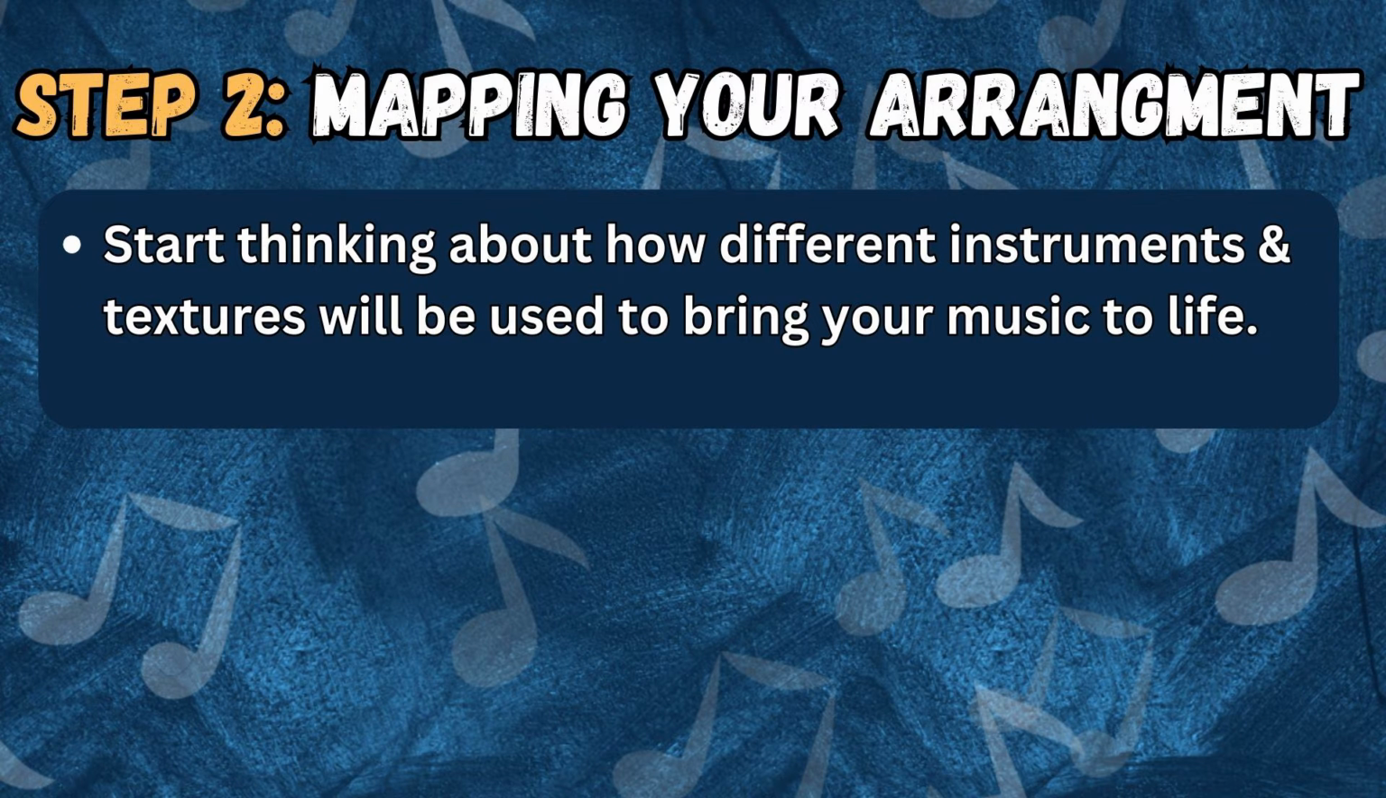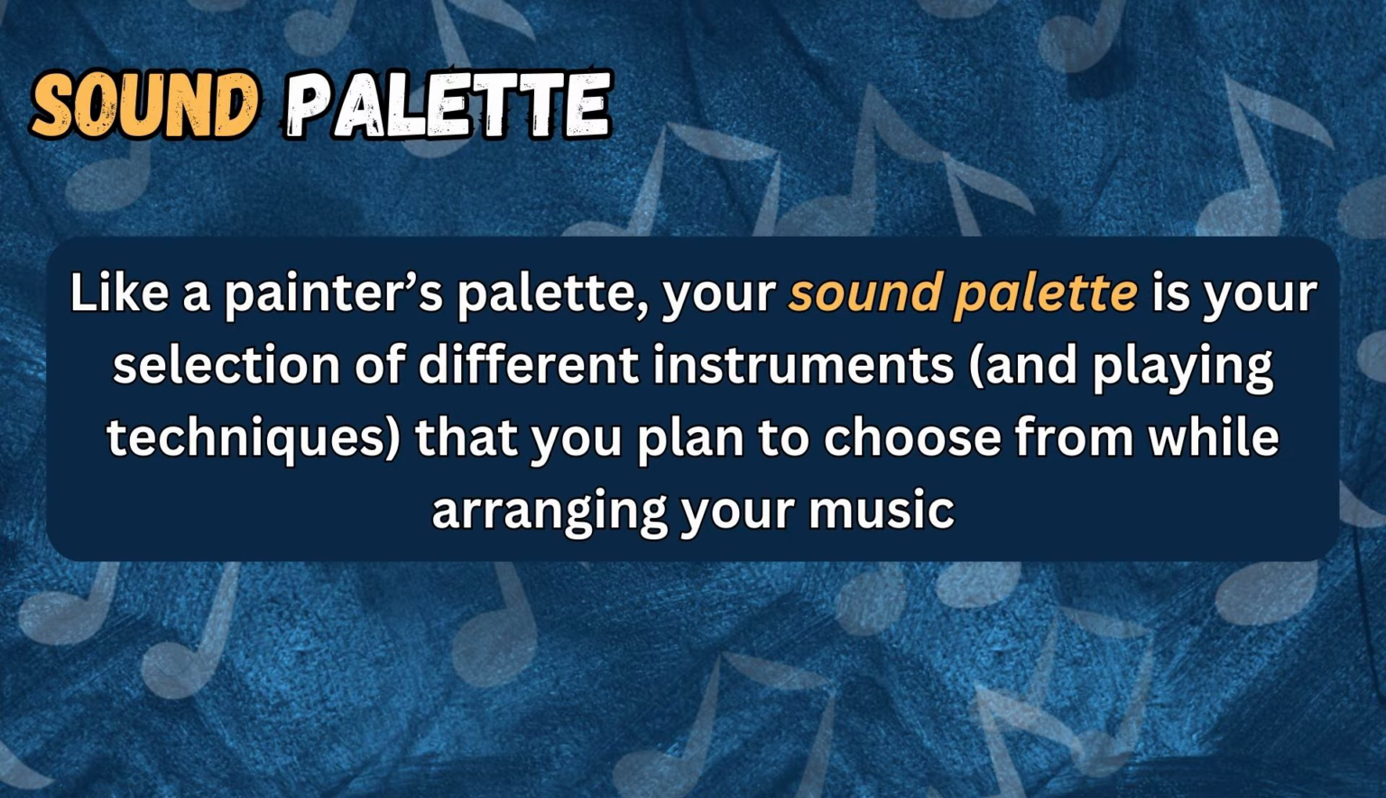Step 2 is where things start to get a little more complicated. Armed with a basic sketch for your musical structure, you need to start thinking about how different instruments and textures will be used to bring your vision to life. The first thing to consider is your sound palette.